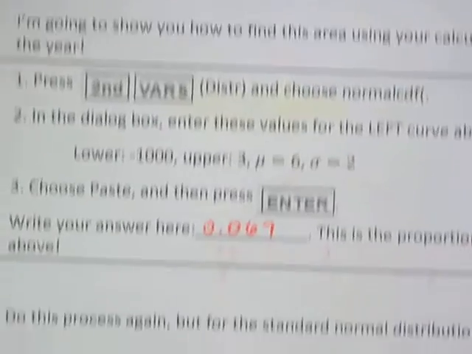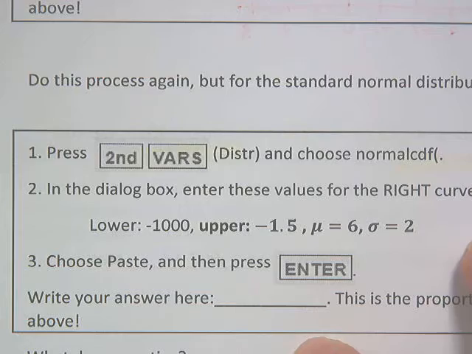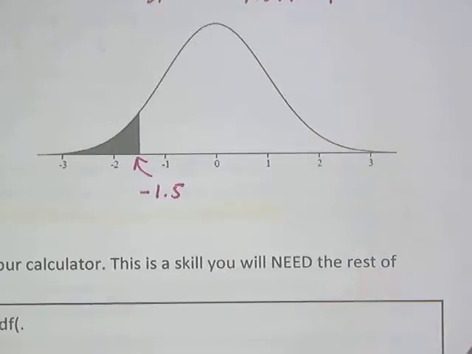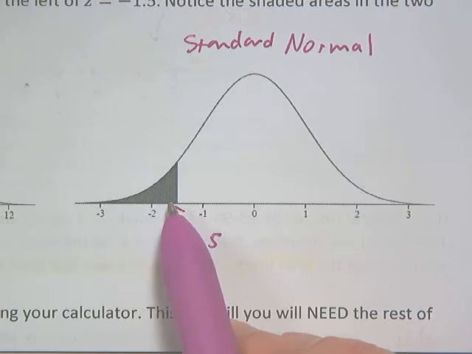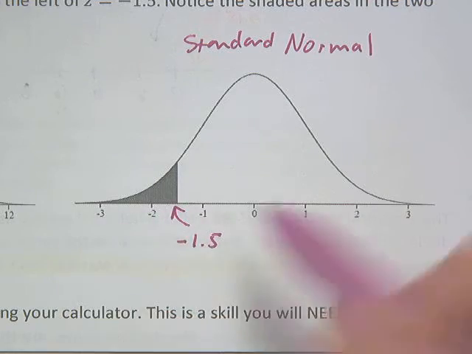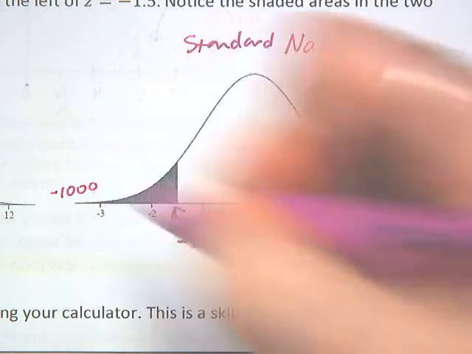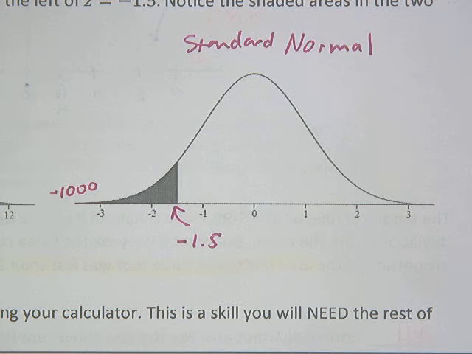Now, this is really interesting. Watch what happens if you do all that calculator work over again, but we're going to type in some different things. Look at this picture, okay? We're still going all the way to the left. We still need to have our lower boundary set at negative 1,000. Again, I'll explain that a little bit more on the next page. But now our upper boundary is negative 1.5.